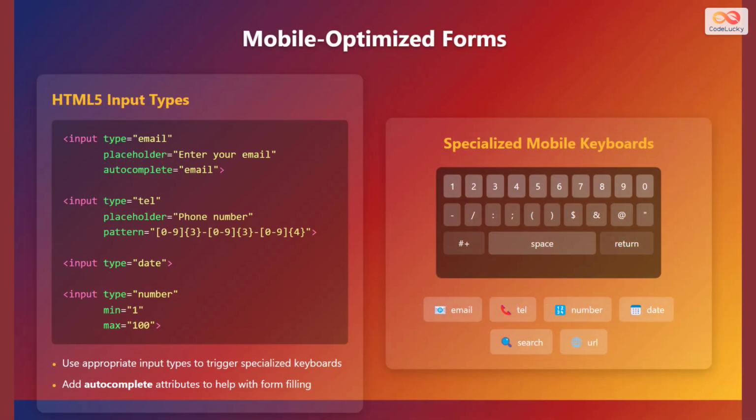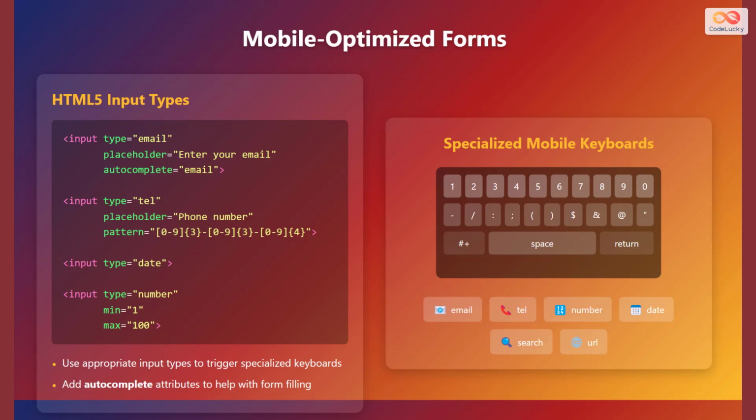Mobile forms should be easy to fill out on smaller screens. HTML5 input types can trigger specialized keyboards, making it easier for users to enter information. Adding the autocomplete attribute can also help with form filling by suggesting previously entered data. Here is some sample code. Input type equals email, placeholder equals enter your email, autocomplete equals email.